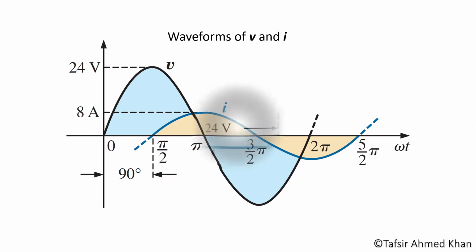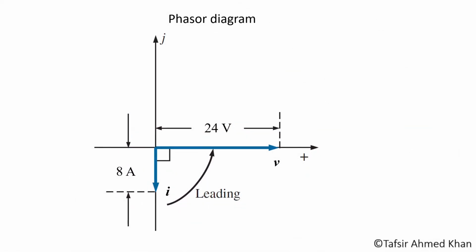This is the phasor diagram drawn with peak values. Since the voltage does not have any angle, it is at 0 degrees. Since the current is minus 90, it is at minus 90. And our voltage is leading the current. The values are 24 volt and 8 ampere.